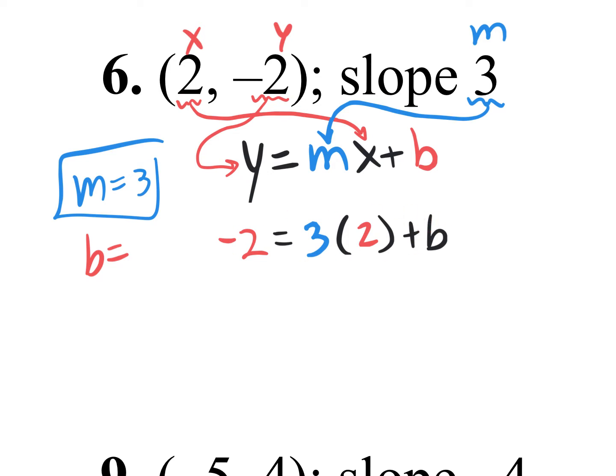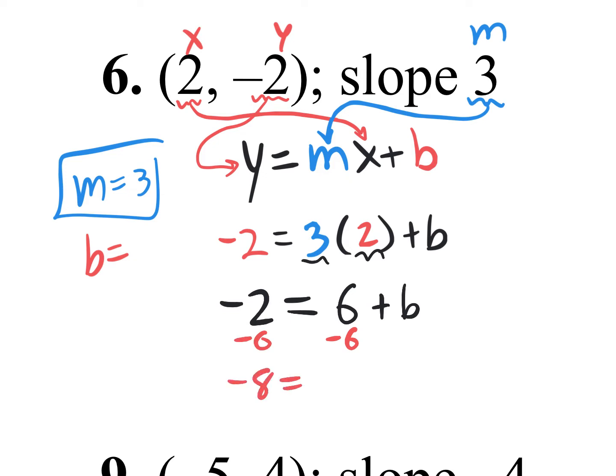Let's do the math here and solve for b. So 3 times 2 is 6. You have a plus b. You have the equal sign. You have a negative 2 on the left side. Let's get the b by itself. I'm going to subtract 6, and I end up with negative 8 equals b. So my b is negative 8. Are you with me? Yes.